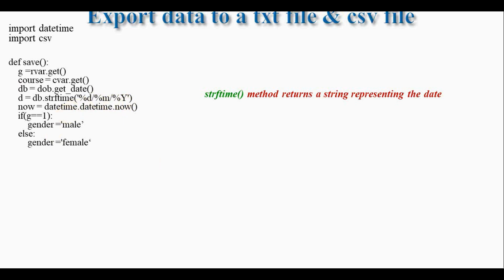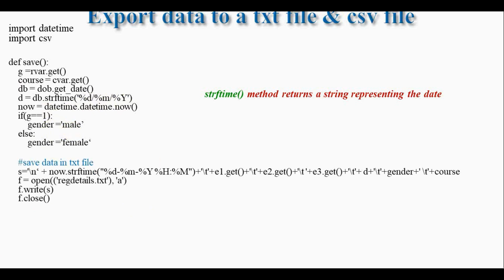datetime.now will return the current local time. So that current local time is stored in the now variable. If g is equal to 1, as usual we have these two things: if g is equal to 1, gender is selected as male, else gender female. So this is what we are going to store in the text file.